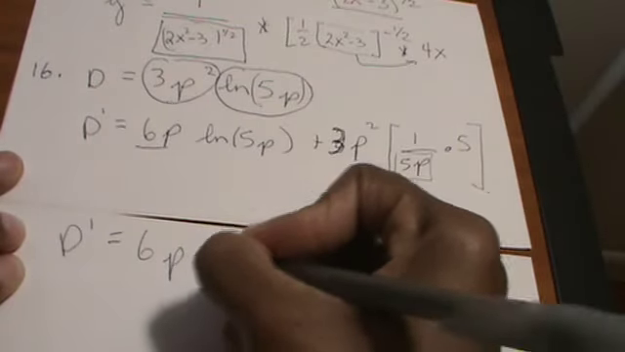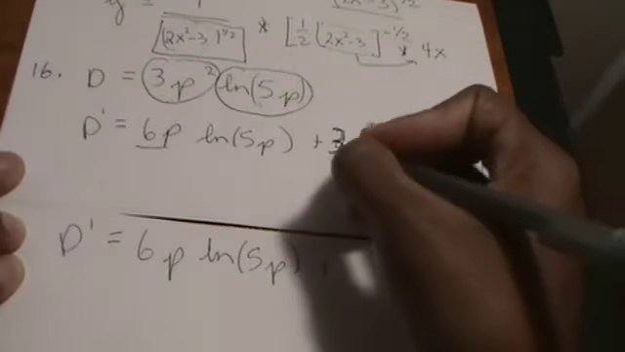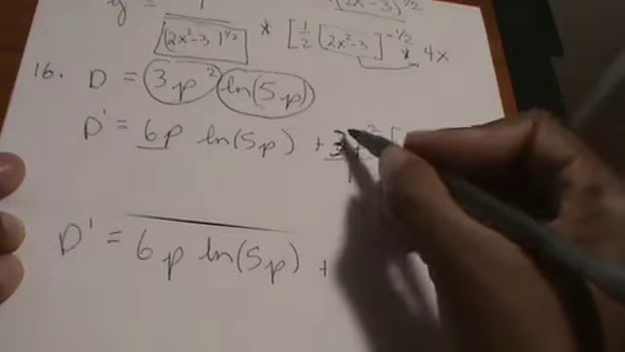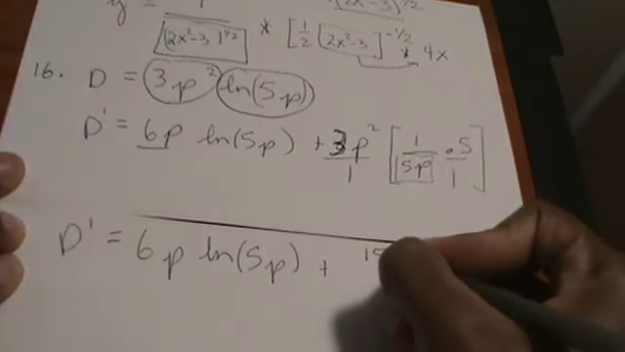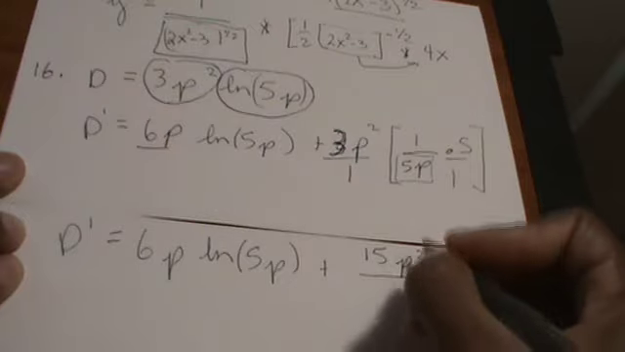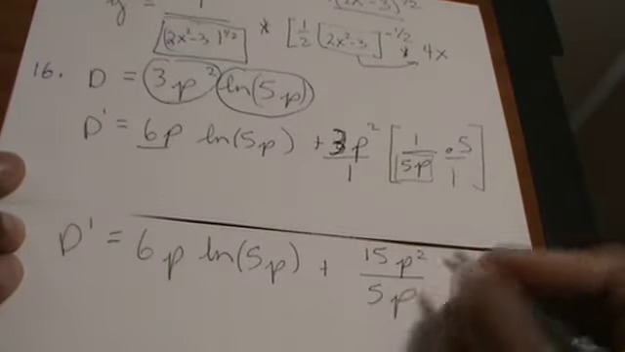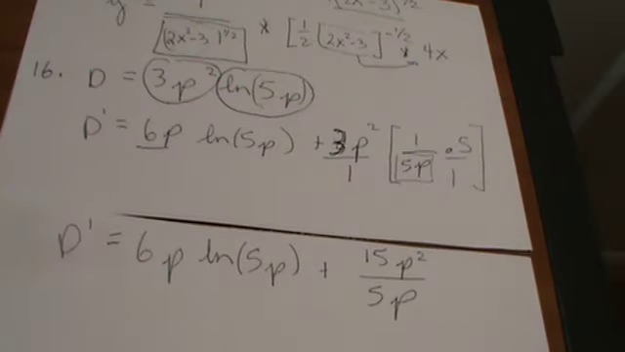6p natural log of 5p plus, let's put this over 1, put that over 1, just multiply straight across. 3p squared times 1 times 5 gives me 15p squared over 1 times 5p times 1, 5p. And I think my colleague simplifies this even further, making that 3p by itself. All right, good luck with the rest of them.